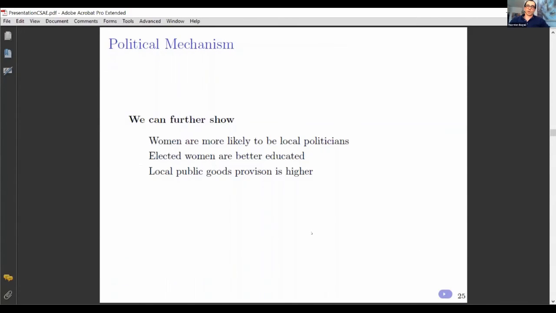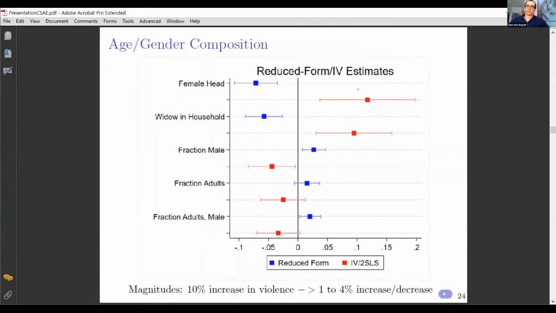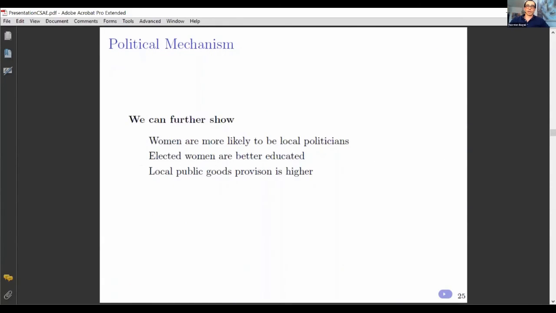We can further show that women not only take over as female household heads, they're also more likely to be local politicians. Once in office, they're also likely to be better educated. So not only do people vote more women into office, the ones that they vote for are also better educated. And it also translates into more local public goods provision.